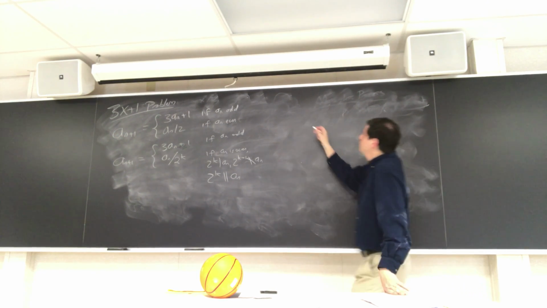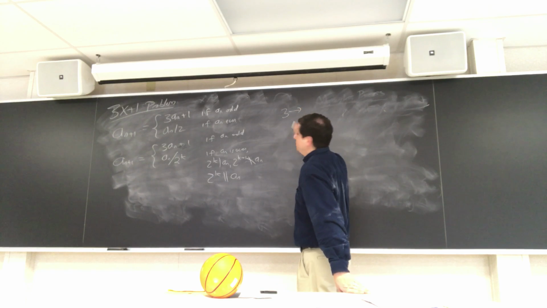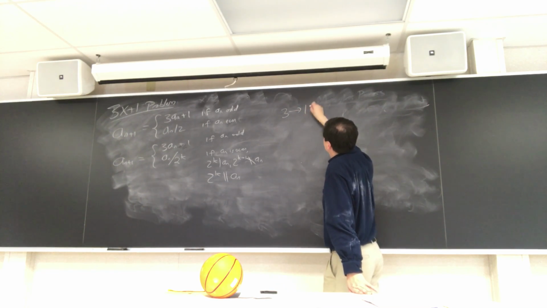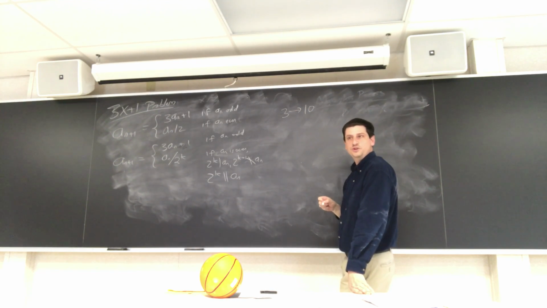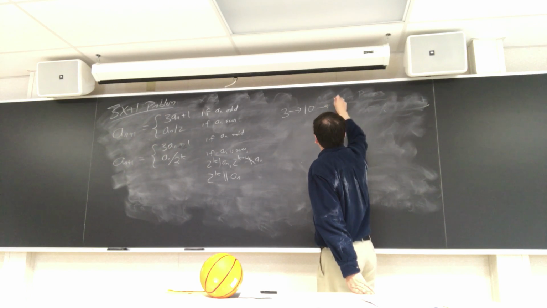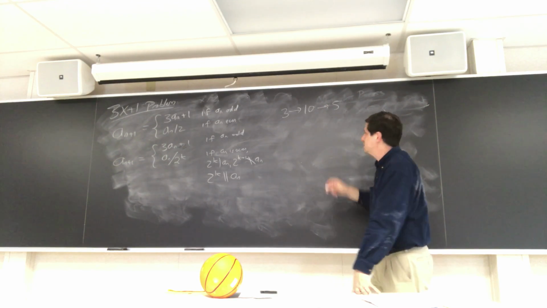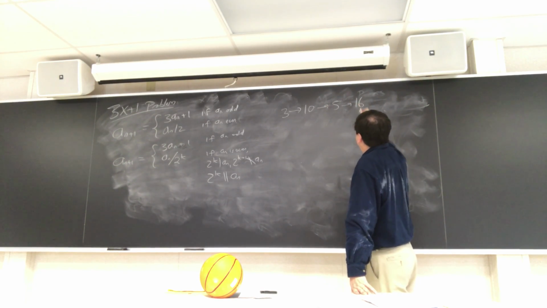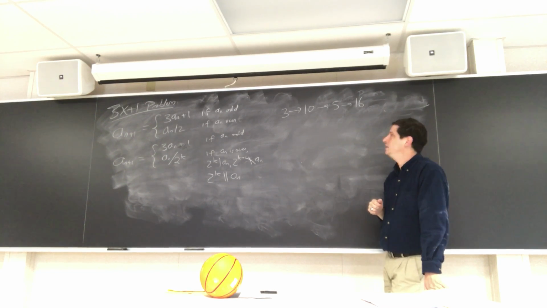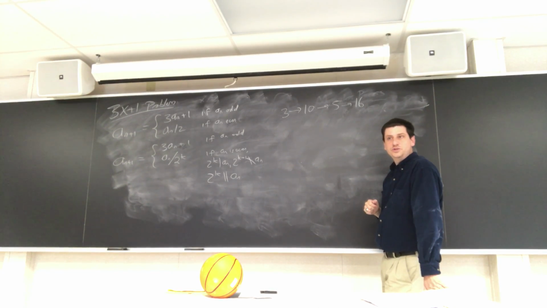3 is odd, so I multiply by 3 and add 1, I get to 10. 10 is even, I can pull out 1 power of 2, so I get 5. 5 is odd, so I multiply by 3 and add 1, I get to 16. And now I pull out all the powers of 2 I can, and what does 16 go to?